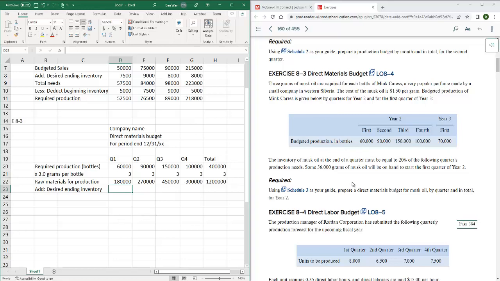Now they told us that the rule was at the end of a quarter, we should have 20% of the following quarter's production needs. So here in Q1, we're going to want 20% of Q2's production. And just be careful, we really want to concern ourselves with production in terms of the material itself, not the finished good. Right? So we want 20% of the 270,000 grams of oil we need to support production in Q2.